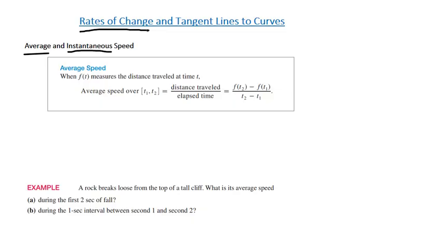So we start with average speed, and we have a formula for that. The average speed is distance over time. So how far you traveled over how much time has passed. The formula is that you take the two distances and you subtract them. So where did you stop minus where did you start? And you do the same thing for the time. The stopping time minus the starting time will give you the time that has elapsed. So you have to have some kind of formula to plug the times, T2 and T1, into, to be able to give you this distance traveled.